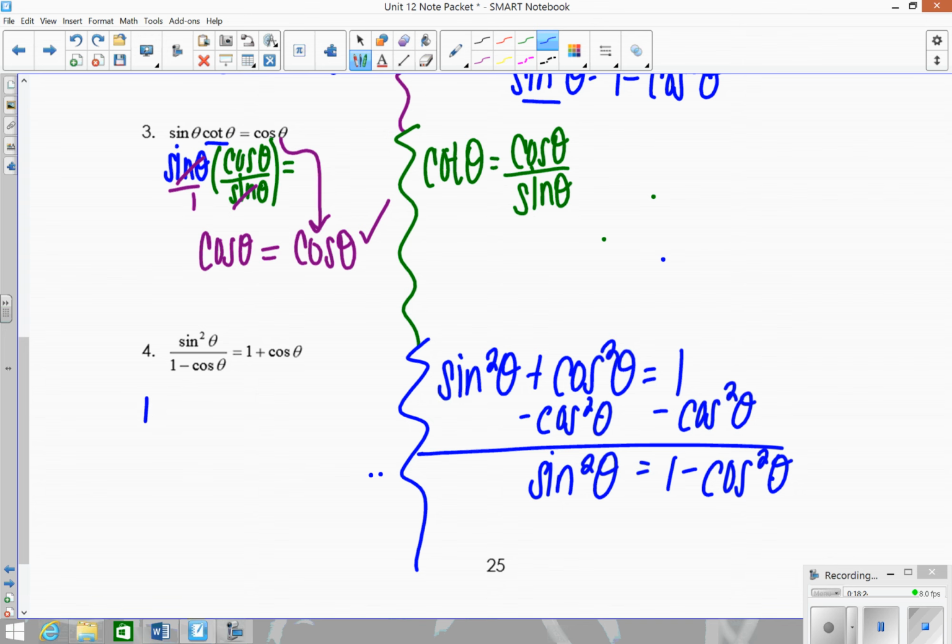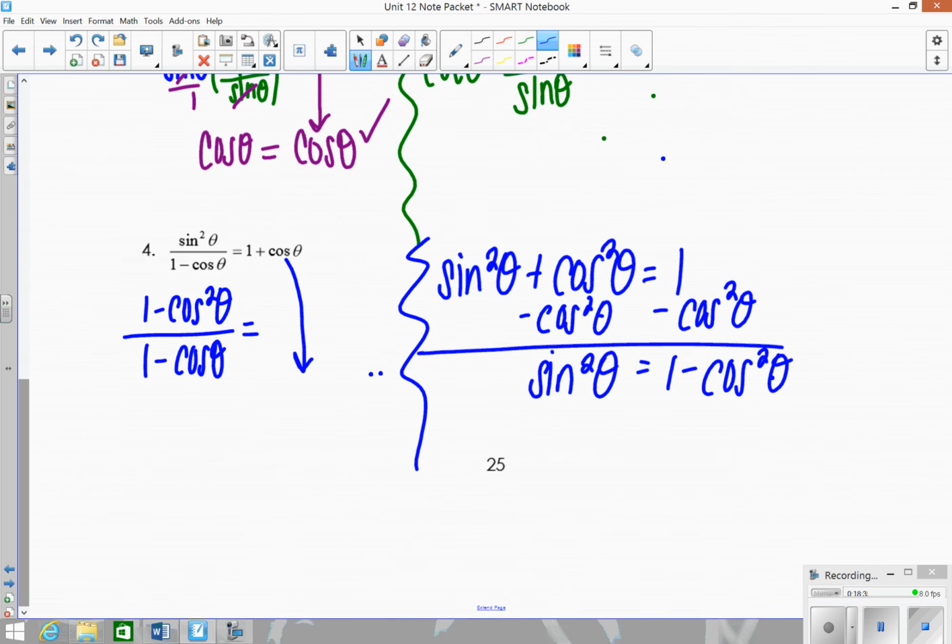So I have 1 minus cosine squared theta over 1 minus cosine theta. And again, remember, you're just going to be carrying this along. You're trying to see if the left-hand side equals the right-hand side. So now, when you see this top part, we have to somehow be able to get this down to cancel out the 1 minus cosine theta so that we can end up with a 1 plus cosine theta. So here's what I would suggest. Since I have this 1 minus something squared, let's pretend for a second it's 1 minus x squared.